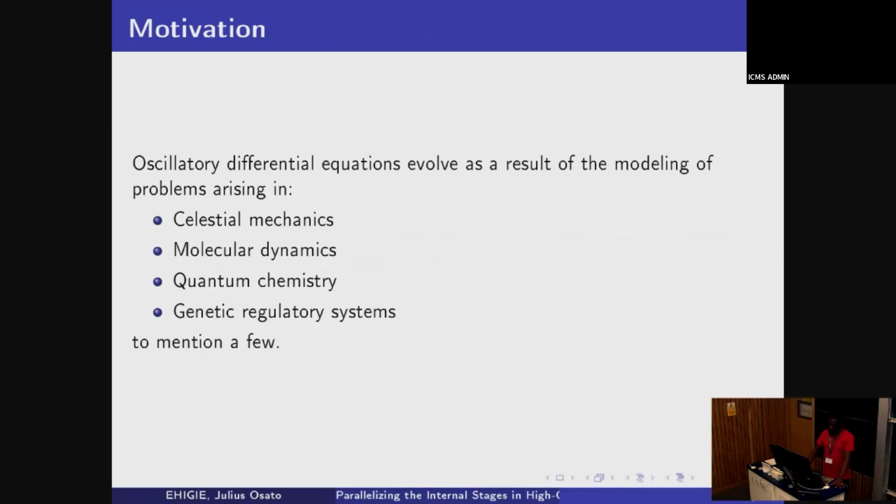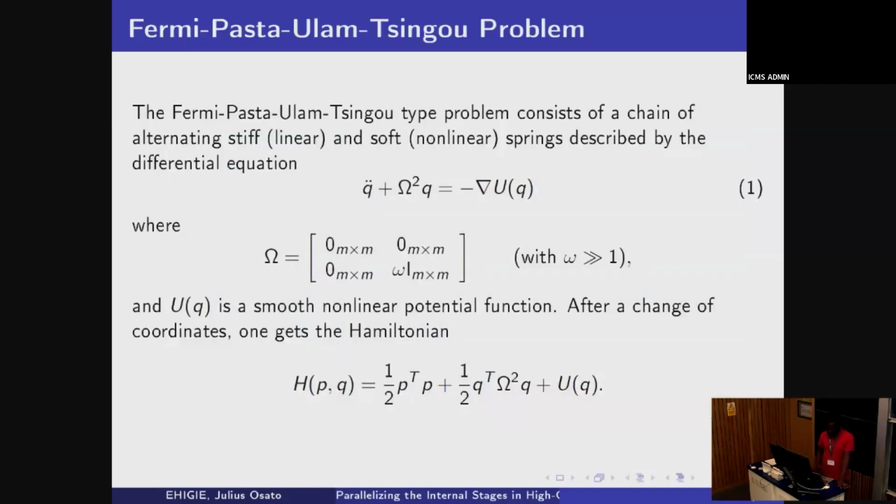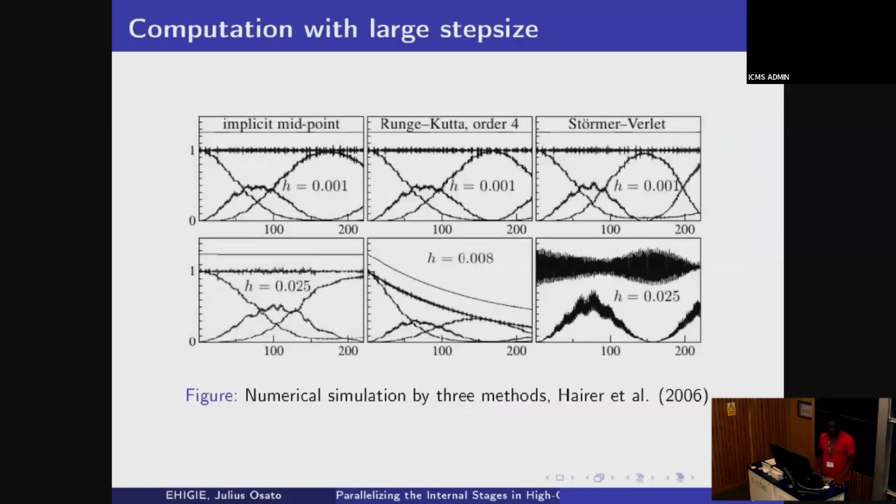Oscillatory differential equations evolve in many classes of problems in celestial mechanics, in molecular dynamics, quantum chemistry, and in genetic regulatory systems, to mention a few. And we can see in acoustic wave equations some kind of oscillatory dynamics. A very important problem that is considered is the Fermi-Pasta-Ulam problem, whose dynamics is oscillatory, and this is a very important problem in the area of oscillatory dynamics. Several researchers have tried to get solutions of this.